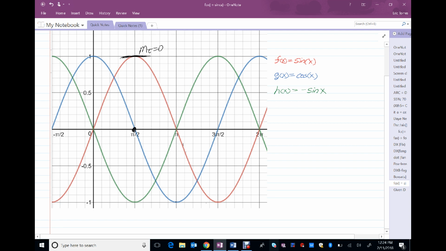So also notice on the red graph of sine of x at 3 pi over 2, if I drew the tangent, the slope of that tangent would also be 0. So if I wanted to plot a point on the derivative, I would go to 3 pi over 2, comma 0, and drop a point. There it is.